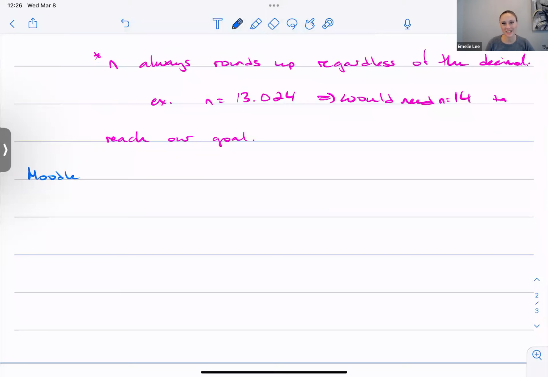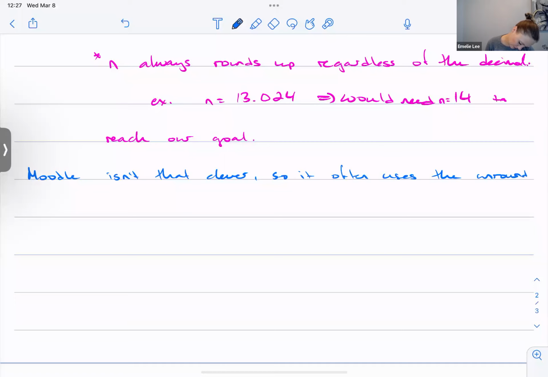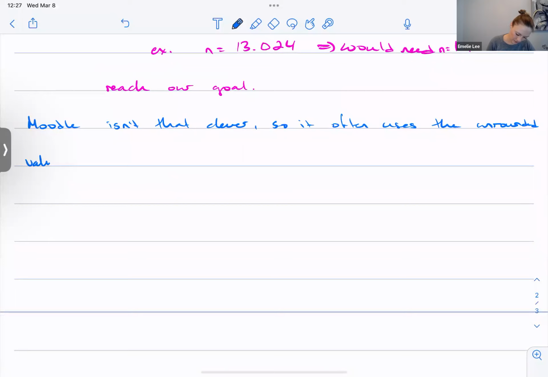Moodle isn't that clever, right? So it often uses the unrounded value for n. And like I said, I'll clarify if you should use the unrounded value or the rounded value for n in the question.